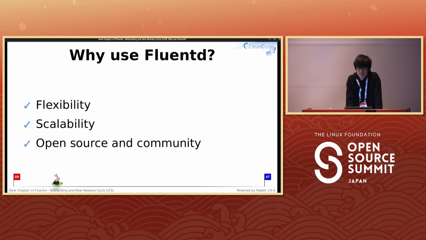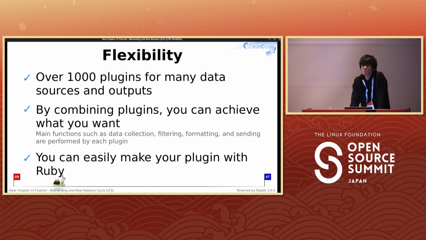First, flexibility. Fluentd has a plugin system, and there are over 1,000 plugins for many data sources and outputs. You can choose and combine them, and you can achieve what you want. And if you cannot find the plugin you want, you can make your own plugins with Ruby. Do you know Ruby? Yes, it is very convenient.